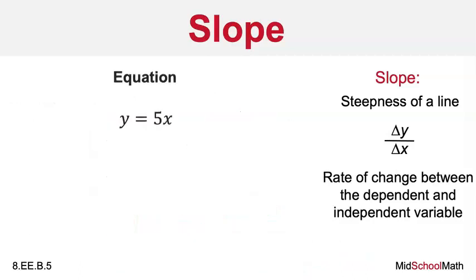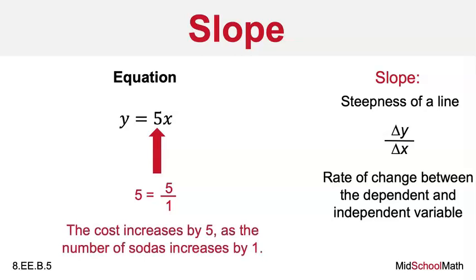Finally, we can see the slope in an equation by looking at the coefficient of the independent variable. So in this equation, also representing our soda cost relationship, the slope is 5 or 5 over 1. Again, this tells us how each variable in the relationship changes in relation to the other. So we say the dependent variable or cost increases by 5 as the number of sodas increases by 1. In proportional relationships like this one, the unit rate and slope are the same value.